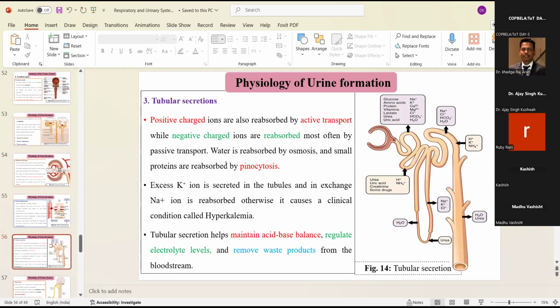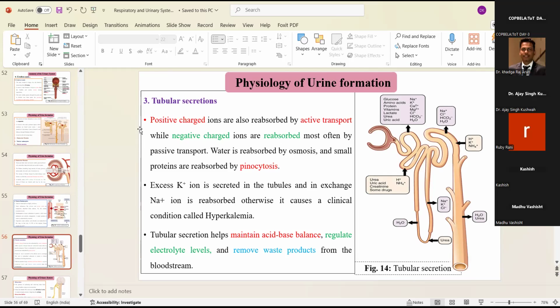The next part of urine formation is tubular secretion. Positively charged ions like sodium and potassium can be absorbed by the active transport method, but negatively charged ions like bicarbonate and chloride can be reabsorbed from the tubular part with the help of passive transport. So excessive potassium ions are secreted by the tubules and exchanged with the sodium ion, and that helps maintain sodium and potassium in the body.